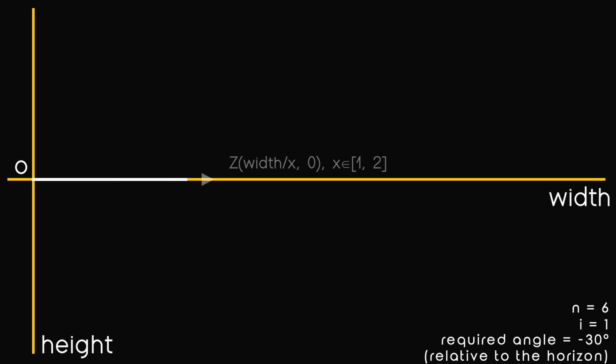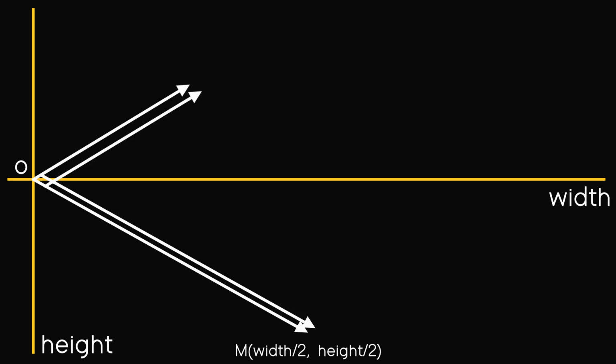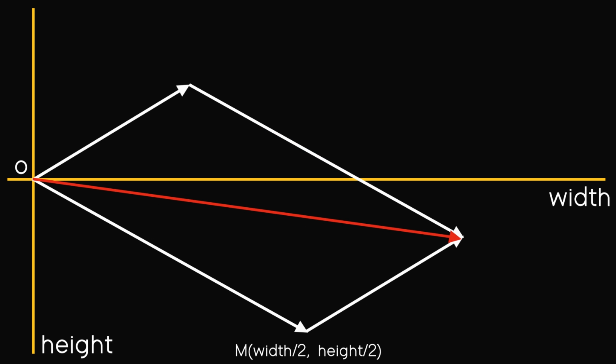Knowing this angle, we will rotate the horizontal vector OZ by it, where Z is equal to width divided by X and 0, where X is theoretically any number between 1 and 2. This way we know the direction which the item should face. Then to this rotated vector we are going to add OM, the same vector as before, and subtract the size of the item widget divided by 2, so the widget is centered as well.